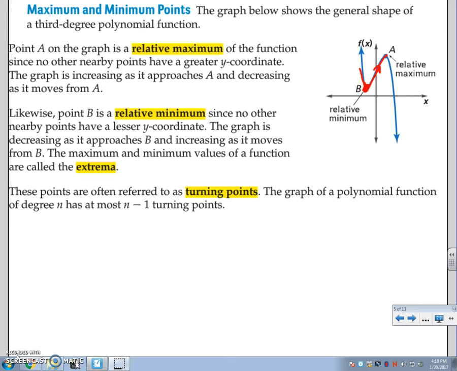Then it's going up right there, then it goes down. So that's a turning point. It goes up, increases, then it decreases. So the number of minimums and maximums match the number of turning points. And if you have degree n, there's at most n minus 1 turning points.